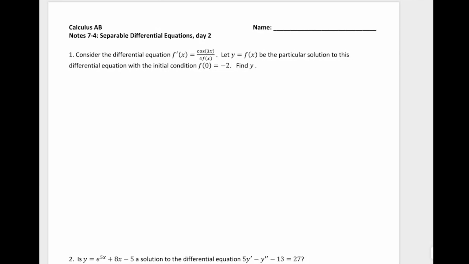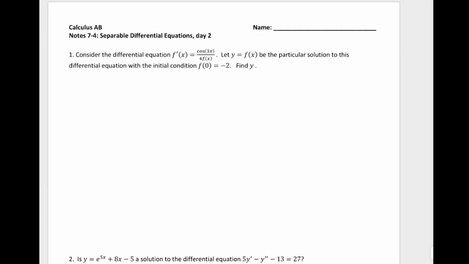The ones we'll look at today are maybe slightly more complicated than the ones we looked at on the first day, but the overall process of finding y is going to be basically the same. We're still going to try to separate out our x's from our y's. We're still going to integrate both sides and then try to find c to get the particular solution. But the ones we're going to look at today are maybe a little bit more complicated than what we've seen in the last day's notes and homework.